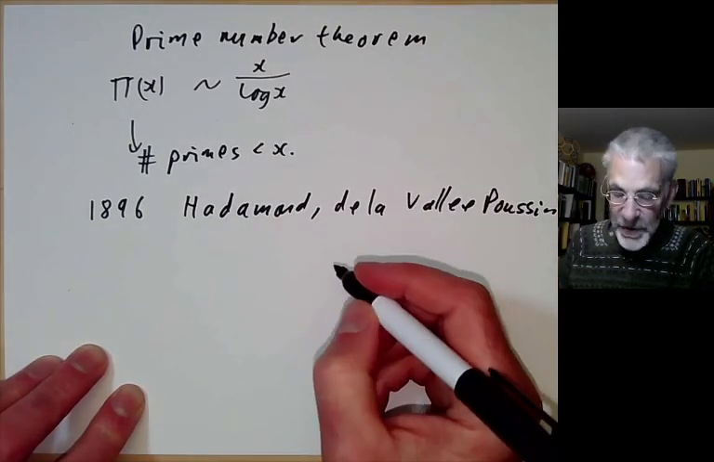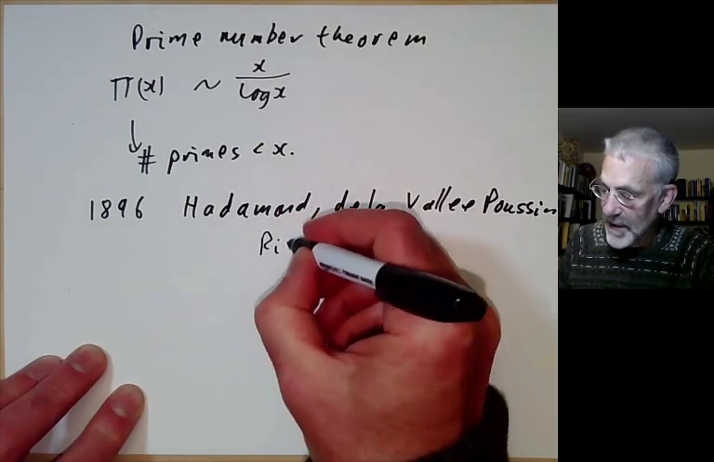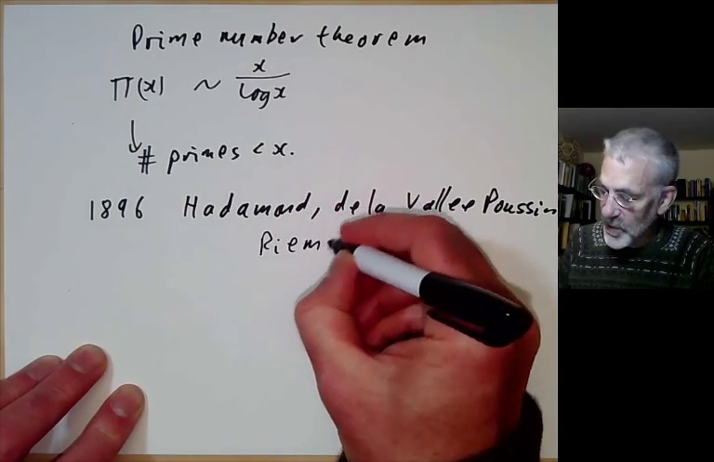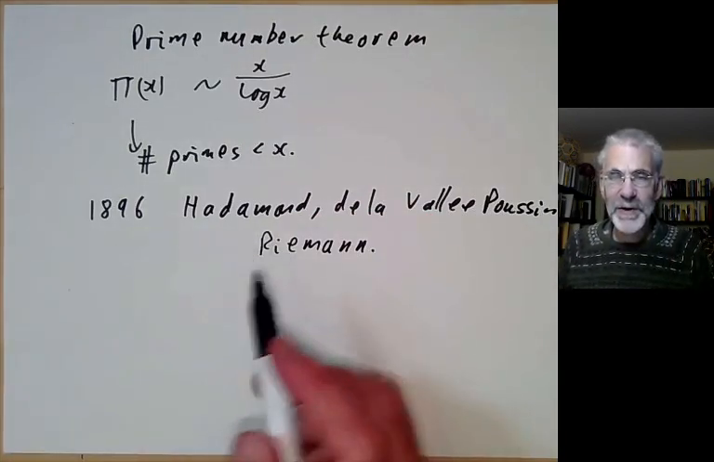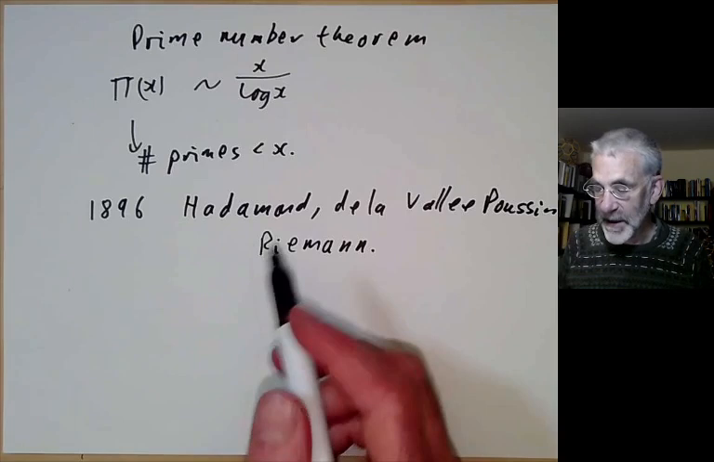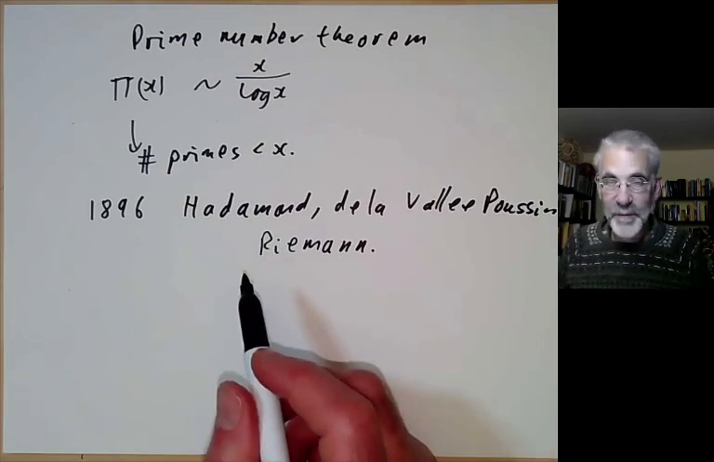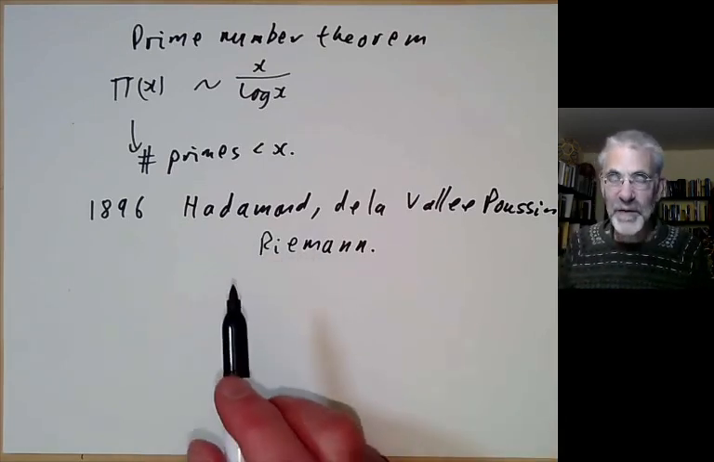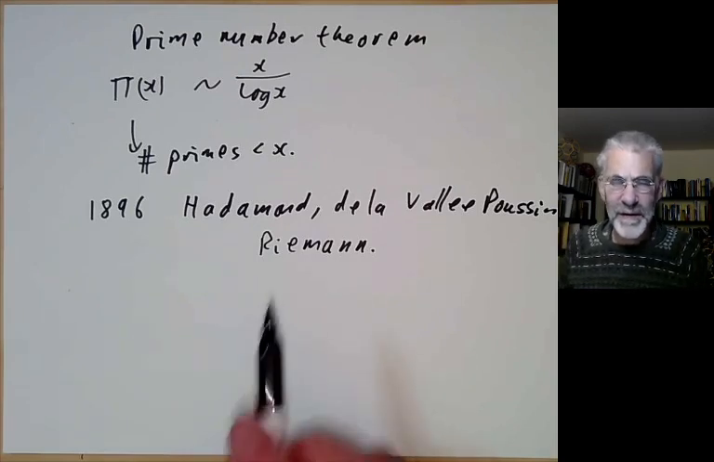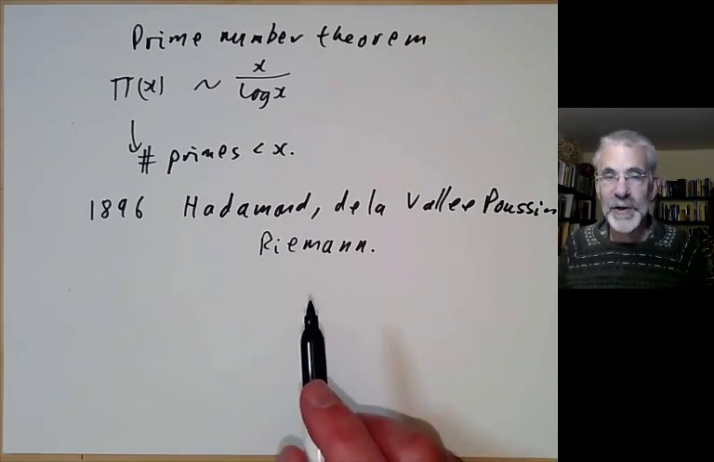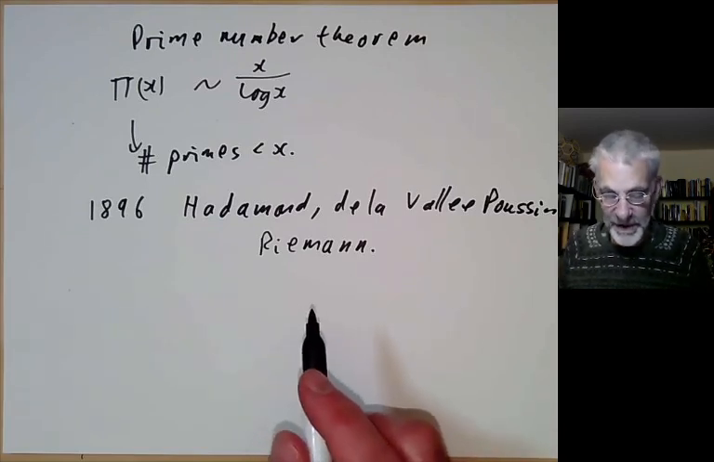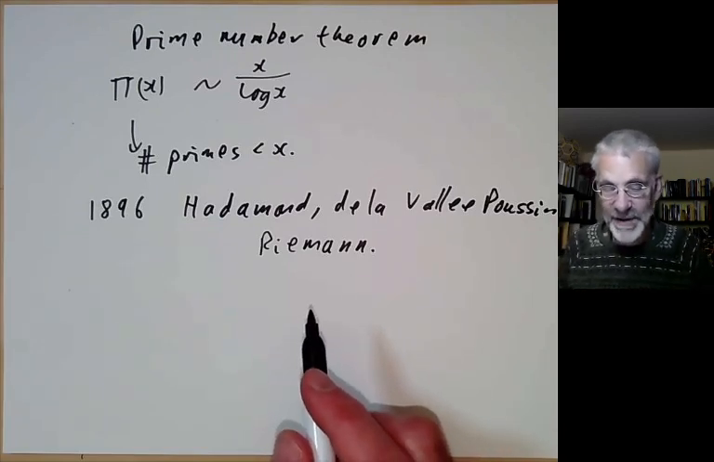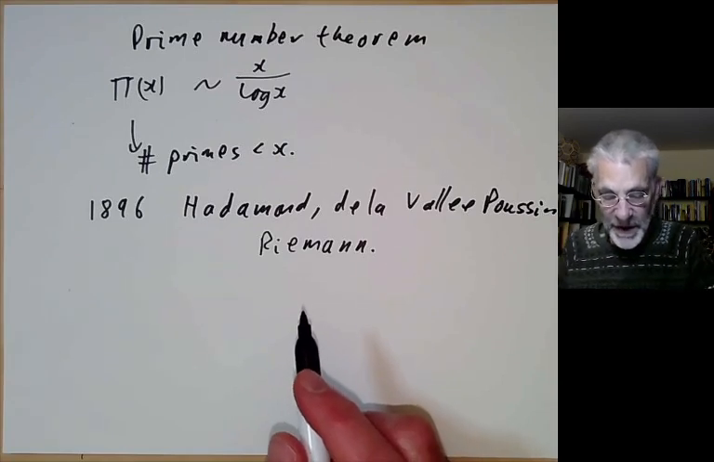They gave independent proofs of it, and they both used ideas originated by Bernhard Riemann. And what I'm going to do in the next lecture and the next one is give a rough sketch of the main ideas behind their proof. There are several technical complications involving complex analysis that I'm not going to go through in detail. It requires more complex analysis than this course really covers.